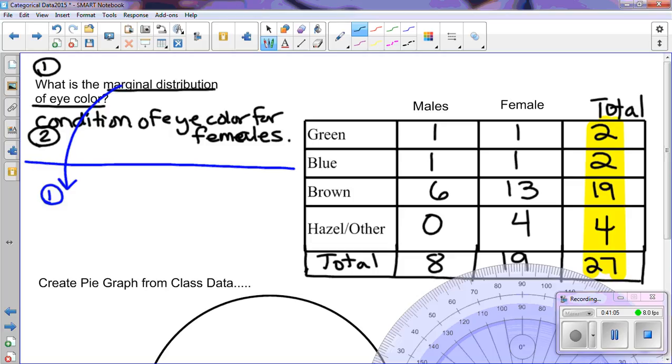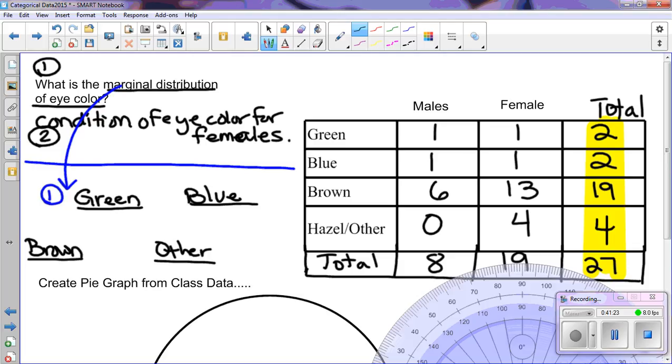Okay? If I want to do a marginal distribution of eye color, we're going to say green, blue, brown, hazel, or other. We'll just say other. And you're going to tell me what you divide by and find a percent. So, what's the green? 2 divided by what? 27. Very good. I'm going to find the percent for that.